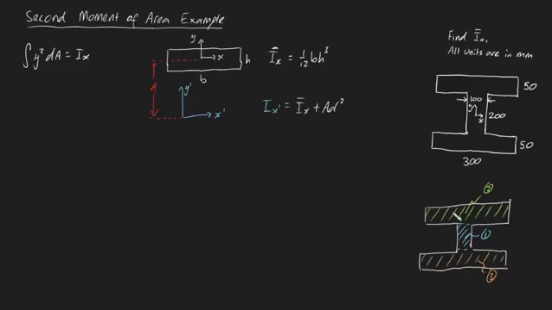Okay, so let's do that in slow motion. We know that Ix bar, so that's what we're trying to find, is going to be equal to the second moment of area of this green rectangle plus the blue plus the orange. So let's do the green first.